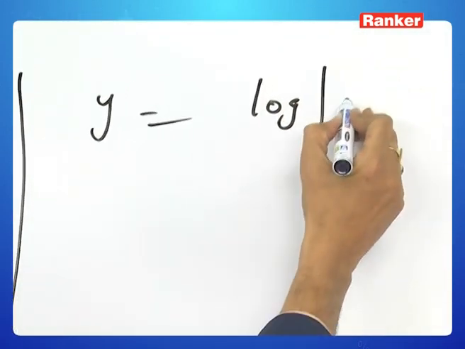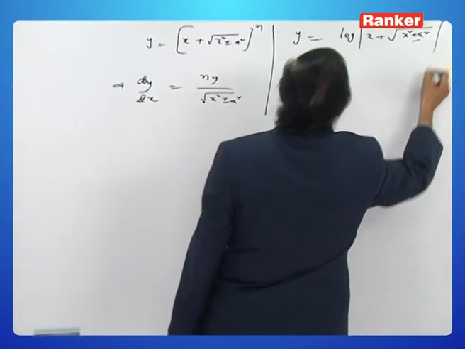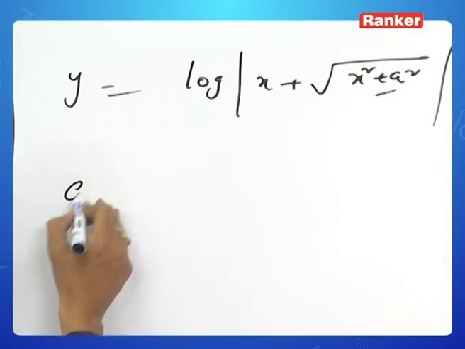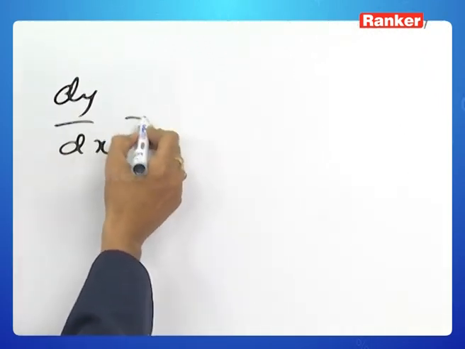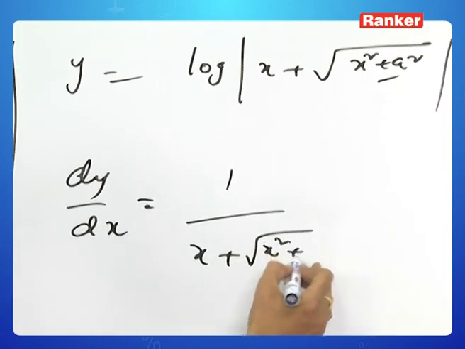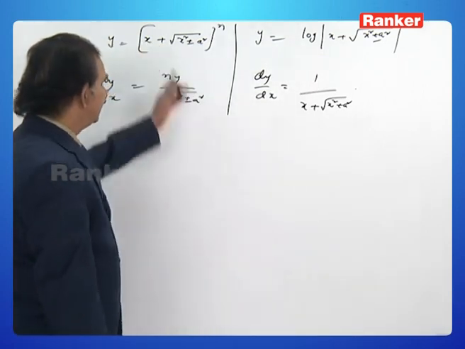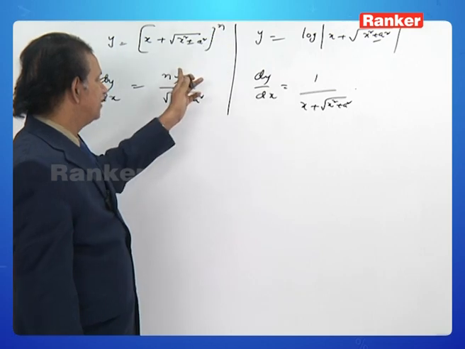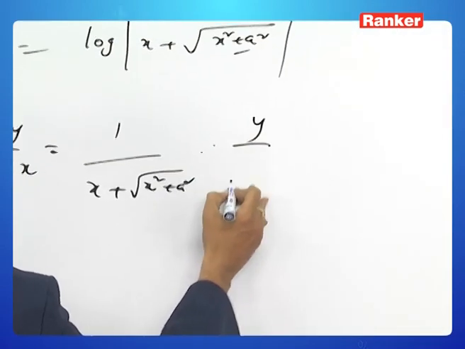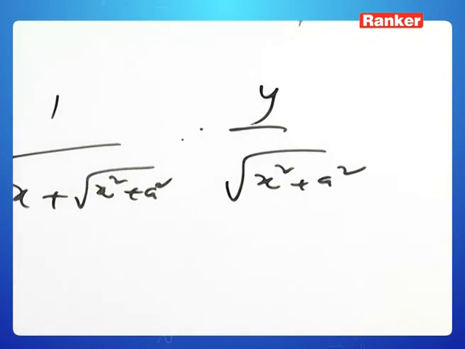y is equal to log mod x plus root of x square plus a square. Then what happens to it? What is dy by dx? dy by dx is equal to log of this, which is 1 by x plus root of x square plus a square, into, as x plus root of x square plus a square, here you put n as 1. What has happened? It is y by root of x square plus a square. What is y? Actually x plus root of x square plus a square.